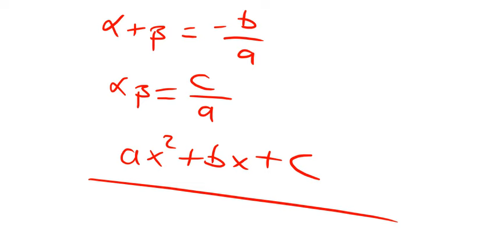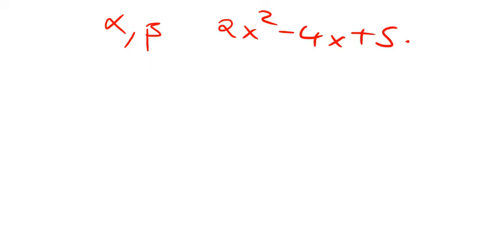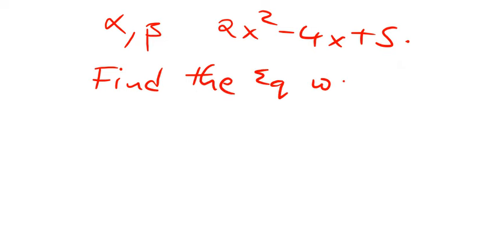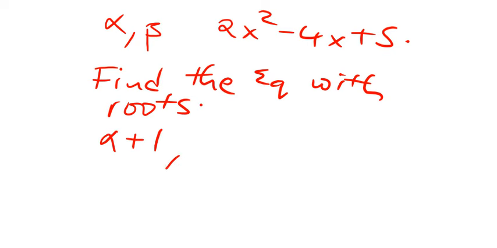Now there is another form of question apart from this one that they can ask you under this part. I remember we talked about it last time. They can tell you, just like in this question, that alpha and beta are the roots of the equation 2x squared minus 4x plus 5. Then they can ask you to find the equation with the roots, for example, alpha plus 1 and beta plus 1. So these are the roots of a new equation. So find the equation. How do you go about it?